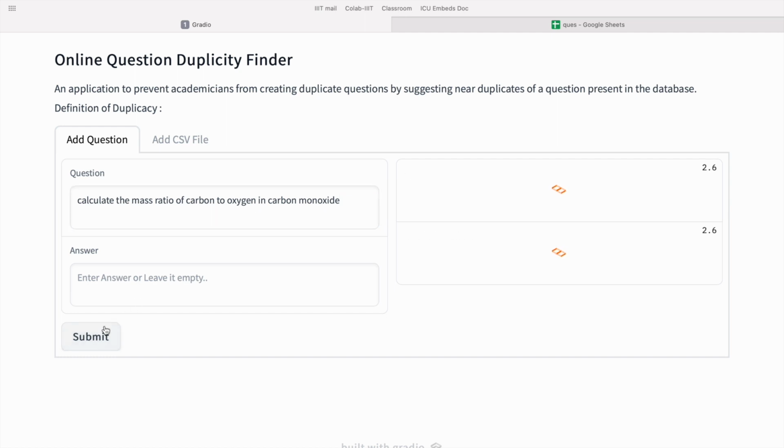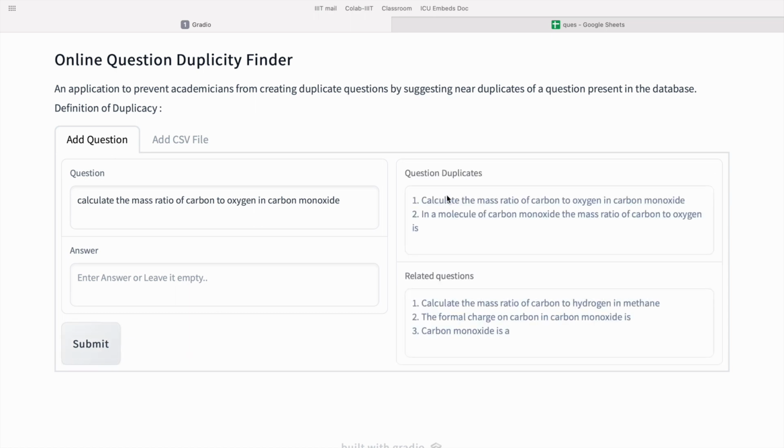The model starts to look for duplicates, and within a short period of time we might get all the question duplicates. So it has found two duplicates. One is an exact duplicate, which means that every word of the question matches, and the second duplicate is not an exact duplicate but is still a duplicate because the answer for both these questions can be the same, and both are very similar. However, as mentioned, we also show related questions.